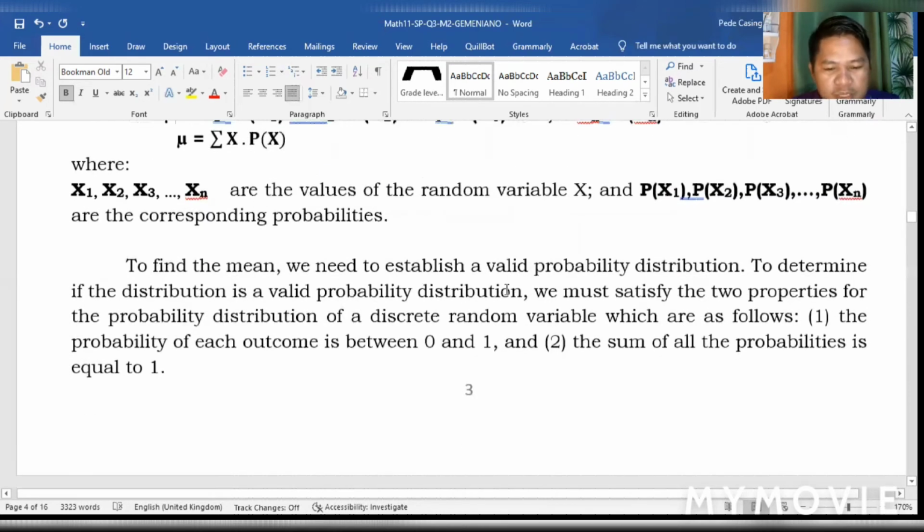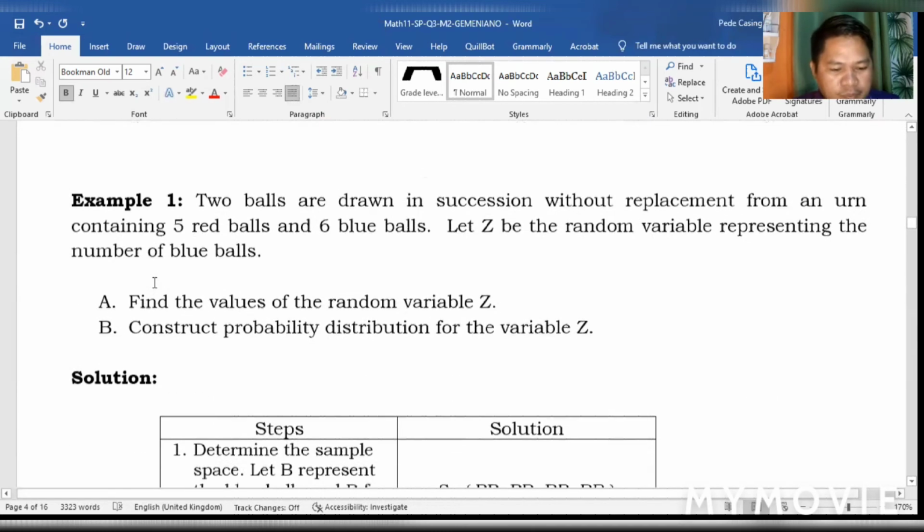To find the mean, we need to establish a valid probability distribution. To determine if the distribution is a valid probability distribution, we must satisfy the two properties of the probability distribution of a discrete random variable, which are as follows. Property number one, the probability of each outcome is between 0 and 1, meaning it will not exceed 1 and not go below 0. Second property, the sum of all the probabilities is equal to 1. Take note that the sum of all the probabilities is equal to 1.